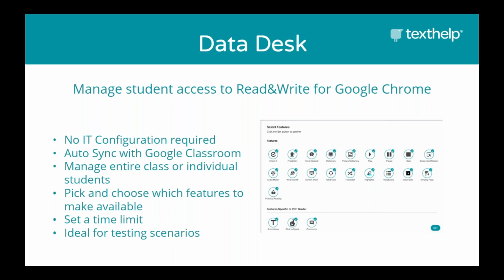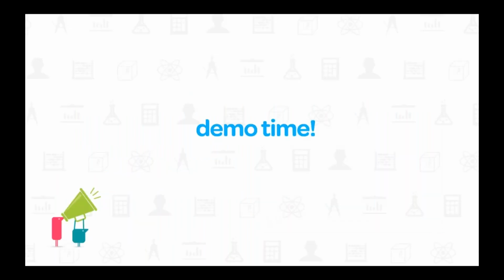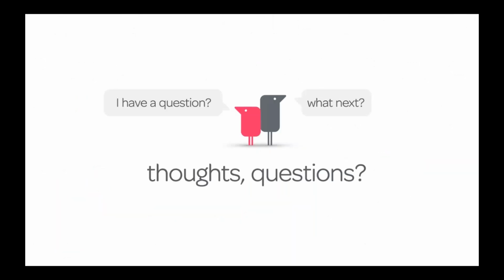There's no IT configuration required. There's an auto sync with Google Classroom. It allows you to manage an entire class or individual students. You can obviously have the ability to pick and choose which features to make available. You have the option to set a time limit, and it's ideal for any testing scenarios that you're using it for. So that is all the background information to what we're going to take a look at today. And we're going to get stuck in and take a look at the Read and Write toolbar straight away in connection with a Google Doc.